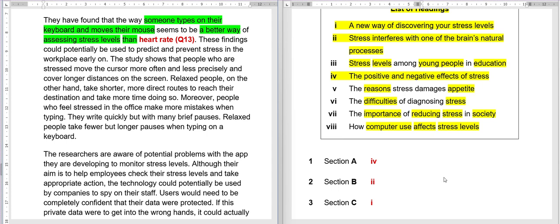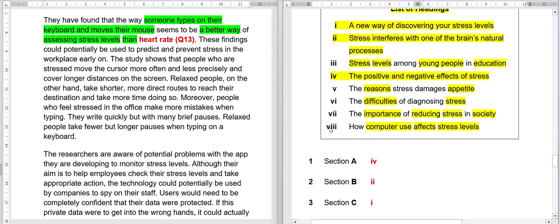Okay, time's up. So let's read the other options. Young people education, there is no mention of that. Damages appetite, no mention. There is no mention of difficulties in diagnosing stress. Nothing about stress in society reducing. Okay, and how computer use affects stress level. There is no mention of how it is affecting stress levels.